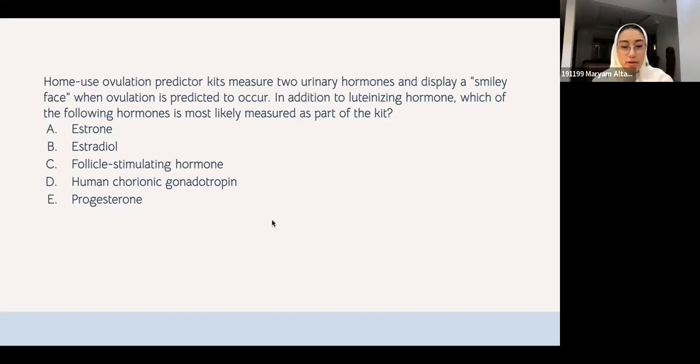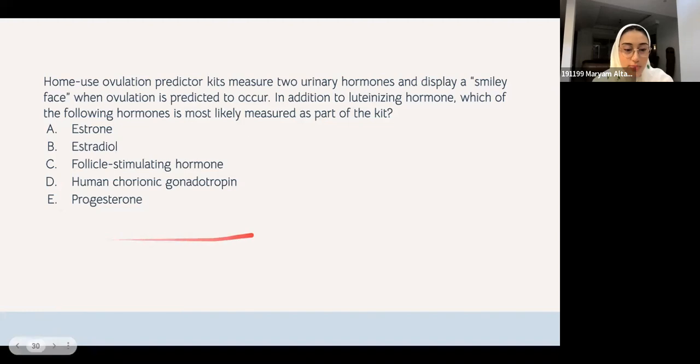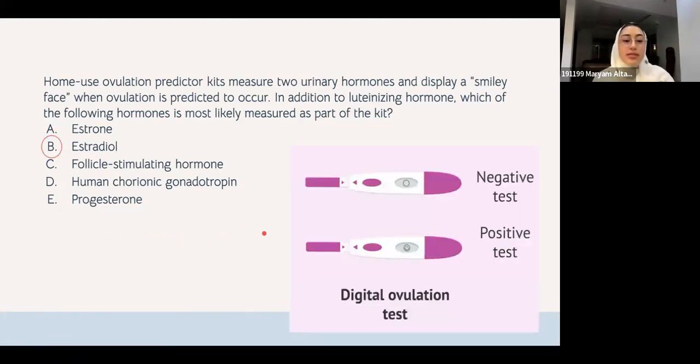All right. Any other thoughts? Okay. All right. So the answer to this question is actually B, estradiol.